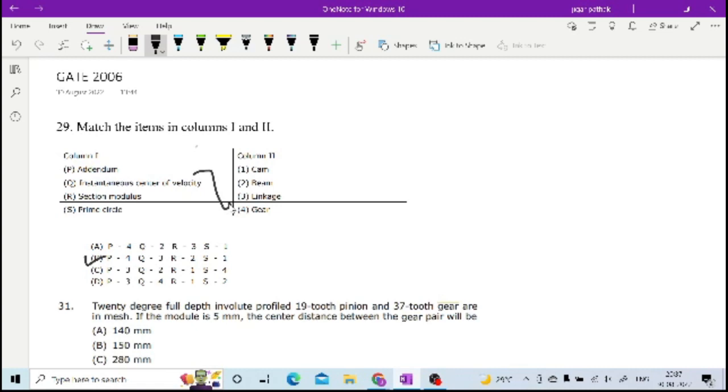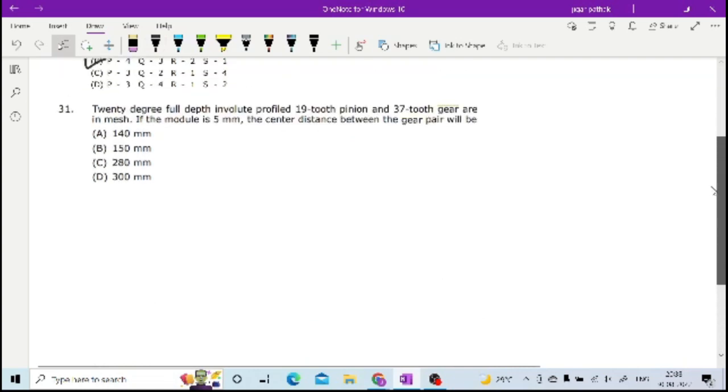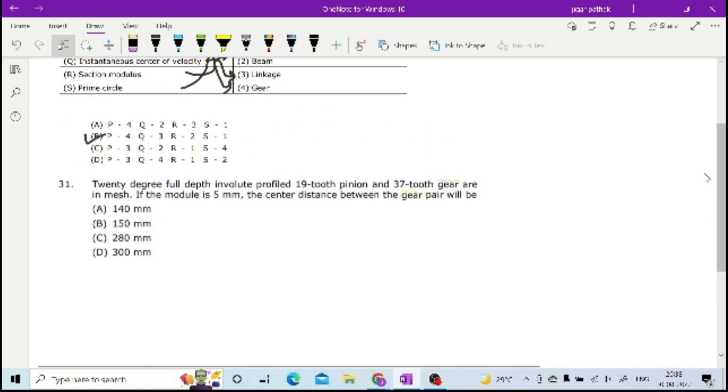So addendum is related to gear, then instantaneous center of velocity will go to linkage, then section modulus will go to beam, and then prime circle will go to cam, correct. Now go to the next question. So now please try.